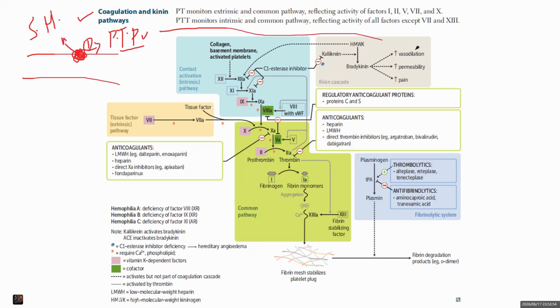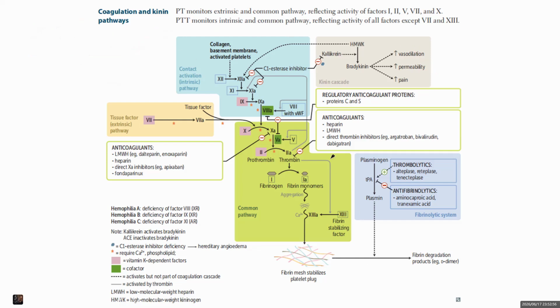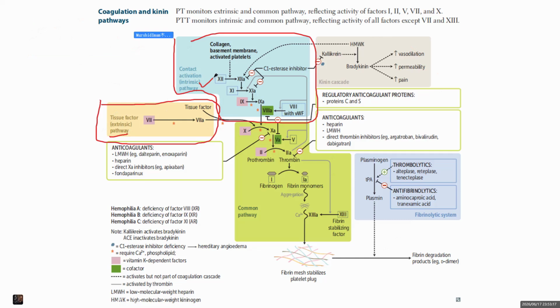Now if we look at this diagram, I will let you understand this part by part. We have several systems over here. You see this yellowish block that you are looking at over here. It is known as the tissue factor or extrinsic pathway. This bluish box which you are looking at over here is known as the intrinsic pathway, and another name for that one is the contact activation.